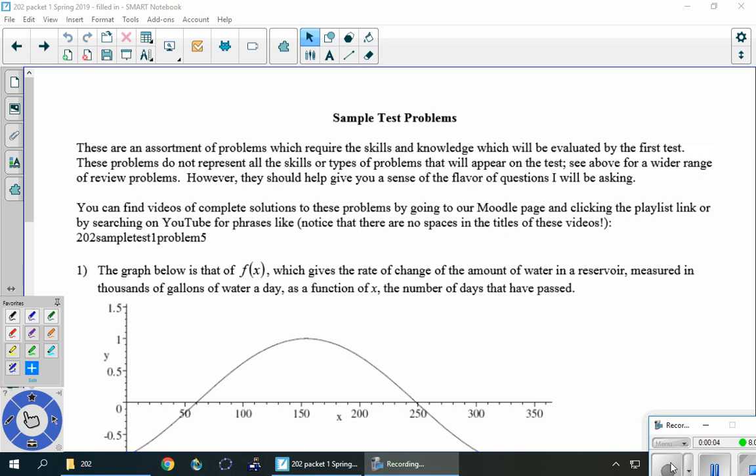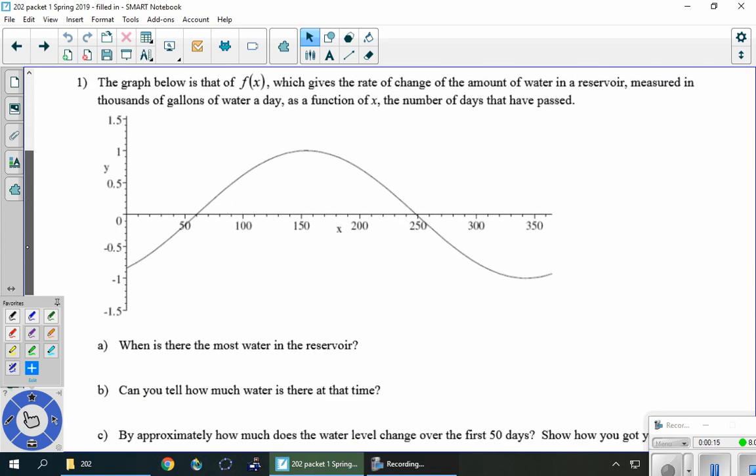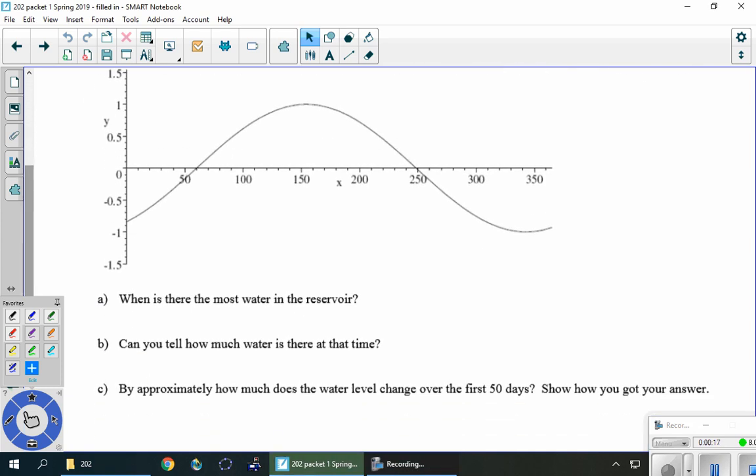The graph below is that of f of x, which gives the rate of change of the amount of water in a reservoir, measured in thousands of gallons of water a day, as a function of x, the number of days that have passed. Part A: when is there the most water in the reservoir? Okay, so let's analyze this graph.